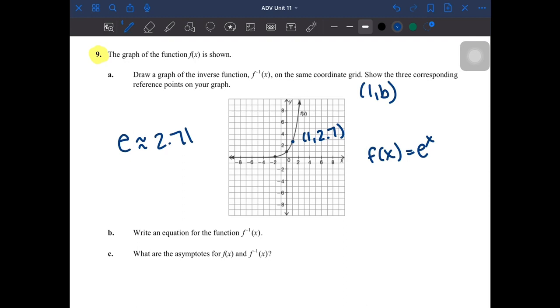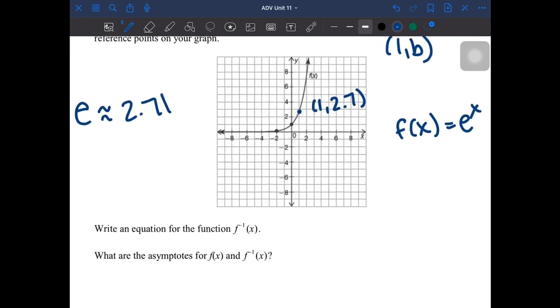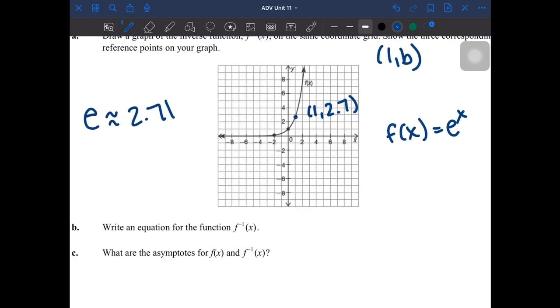Now, when we have to write our inverse function, the inverse of e to the x, this is another one that it would be smart to memorize. The inverse of e to the x is just going to be ln of x. Because remember, this is our base right here of e, but it's just not shown. So that's going to be our inverse. Again, I would memorize them. It just makes it easier for us.